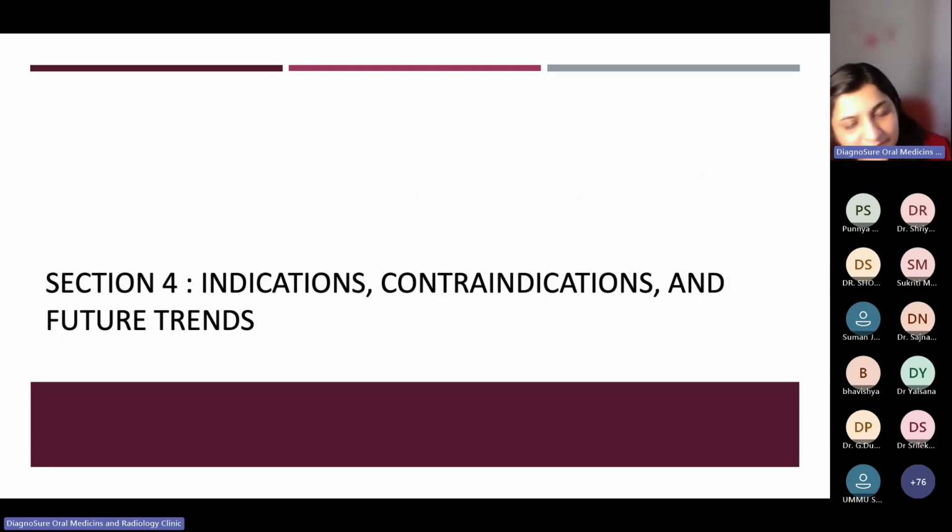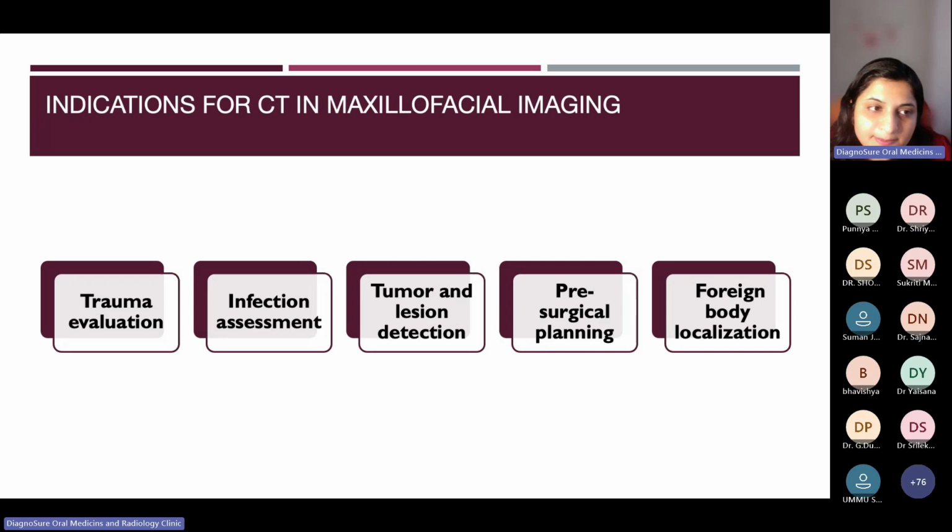Coming to the last section, the indications, contraindications, and future trends. CT imaging is indicated in maxillofacial imaging for several key reasons. Trauma evaluation for the identification of bone dislocations and fractures. CT can show it very well. Coming to infection, it detects the extent of infection, abscesses, and associated bony changes, whether there is osteomyelitis or not. A CT can help us determine that.